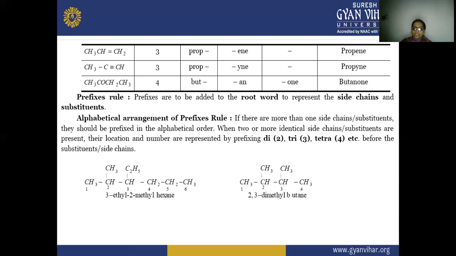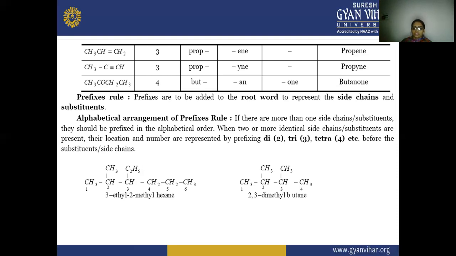Next, on the second and the third carbon atom, a methyl group as well as an ethyl group are attached. According to alphabetical order, E comes first, then M. So here we are naming it 3-ethyl-2-methylhexane. So its name is 3-ethyl-2-methylhexane.